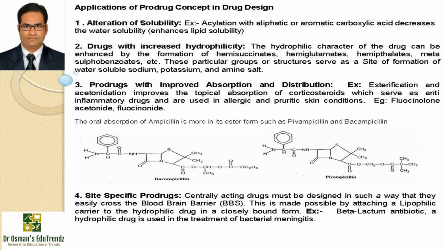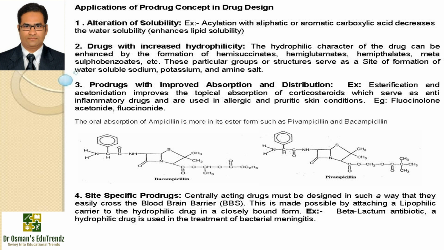Now if you want to improve absorption and distribution, then that is the third application of prodrugs. An example here is esterification and acetonidation, which improves the topical absorption of corticosteroids, which serve as anti-inflammatory drugs and are also used in allergic and pruritic skin conditions.